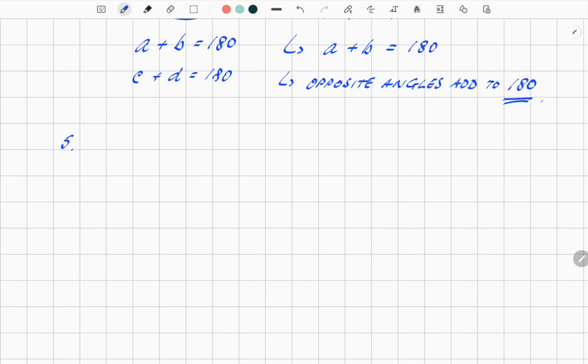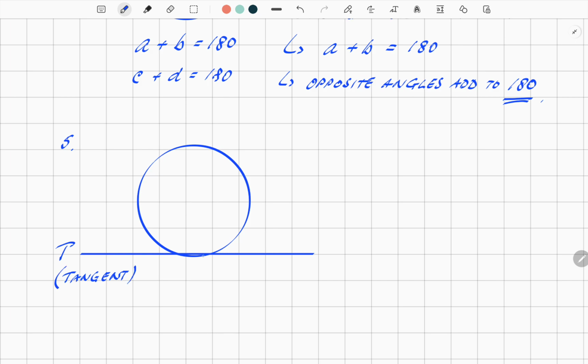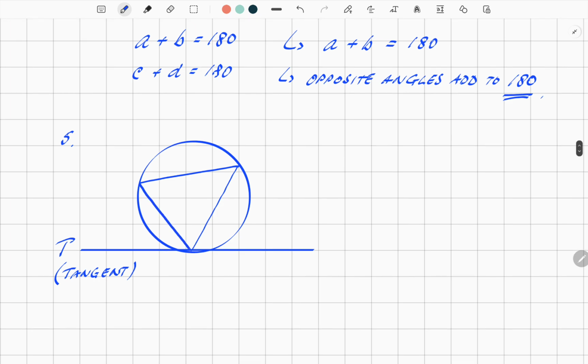This one seems to catch people out sometimes. This one is a tangent to the circle. And if now I have a triangle in there, there's a very special relationship between this angle here and the opposite side angle here. So that's A and that's A. They're the same.